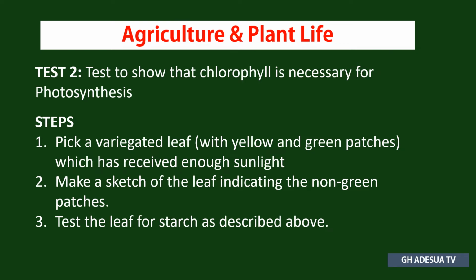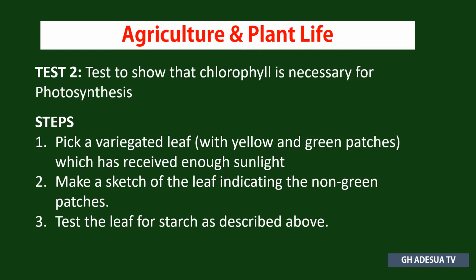So these are the steps. You pick a variegated leaf. Now a variegated leaf is a leaf which has yellow and green patches. It's not fully green. There are patches of yellow and green on it. And you make sure, like in the earlier one, that it has received enough sunlight.